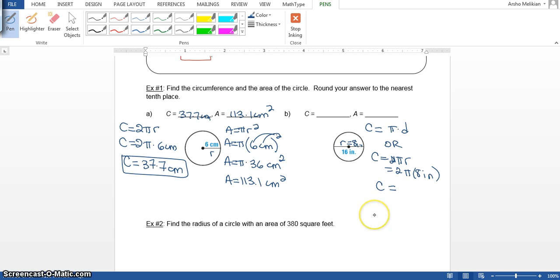Who's going to give me the answer first? 50.3. 50.3. What's the unit? Inches.